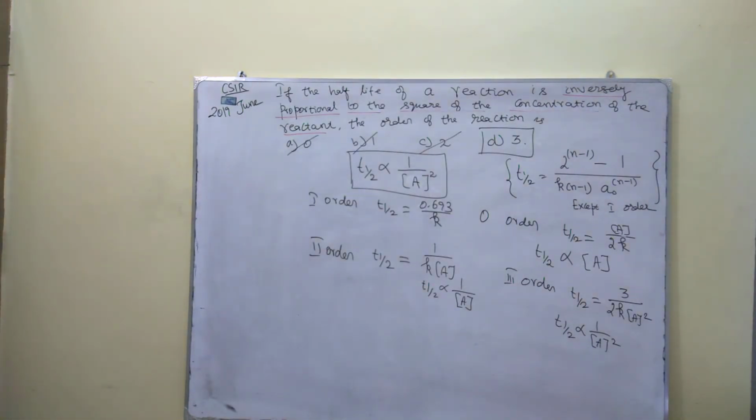So for the given initial concentration, T half is inversely proportional to the square of the concentration of the reactant. Hence the order of the reaction is third order.